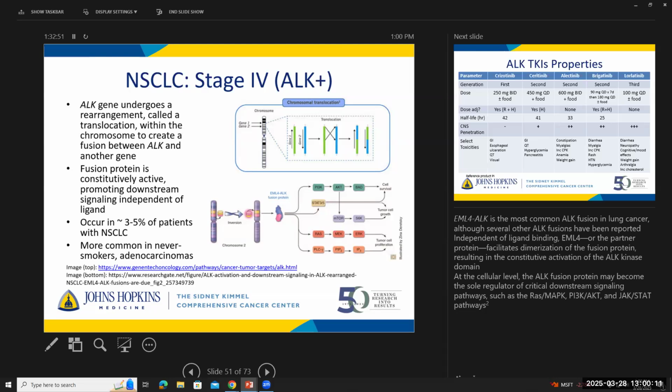This is a much less common mutation. This only occurs in around 3 to 5% of patients with non-small cell lung cancer, and it's very common in never smokers and those with adenocarcinoma. These are my youngest patients. Not to say that you can't have ALK rearrangements in your 60s and 70s, you absolutely can. I typically don't see EGFR mutations much younger than 30, but I have several patients in their 20s with ALK rearrangement. So if you've ever known somebody who has stage 4 lung cancer and they're very young, good chances that it's ALK positive.